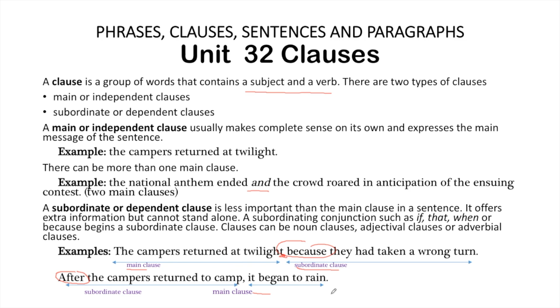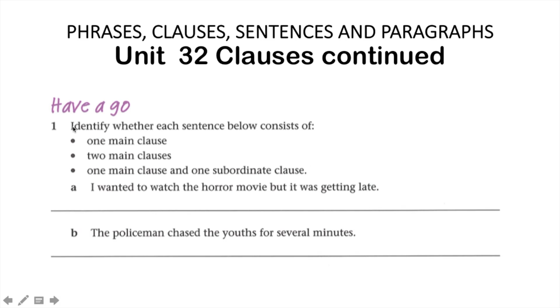Let's have a look at some of your activities. For question number 1, you're asked to identify whether each sentence below consists of one or two main clauses, or one main clause and one subordinate clause. So you're looking for 3 different variations here. In the first instance, I wanted to watch the horror movie, but it was getting late. There are 2 main clauses, so we've got them separated by a conjunction in this instance.